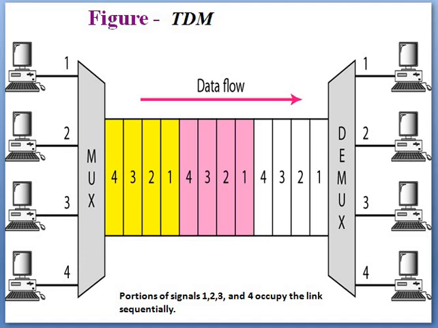Here, in this figure, portions of the signals 1, 2, 3, 4 occupy the link sequentially. All the data in a message from source 1 always goes to one specific destination, 1, 2, 3 or 4. The delivery is fixed and not varying as in switching.